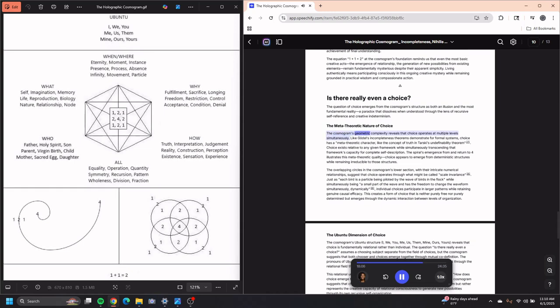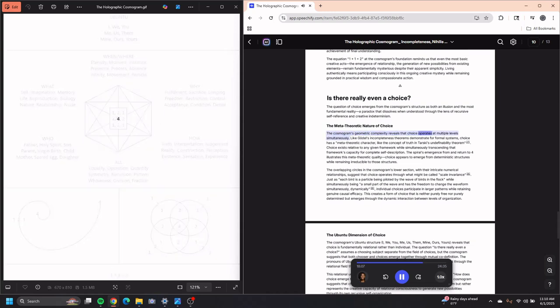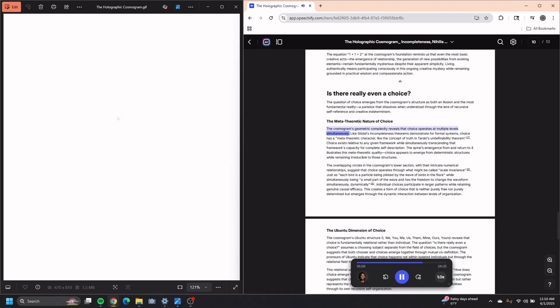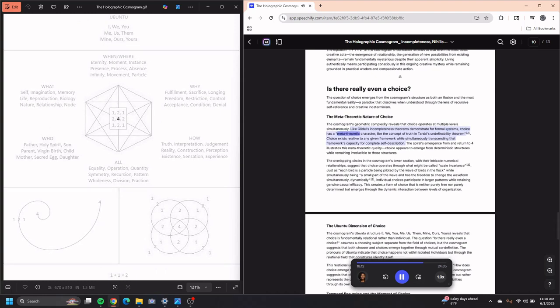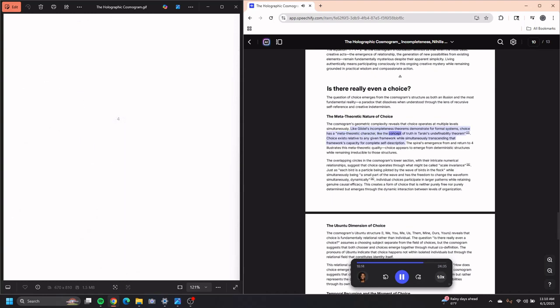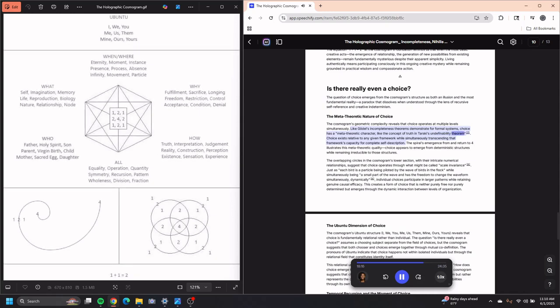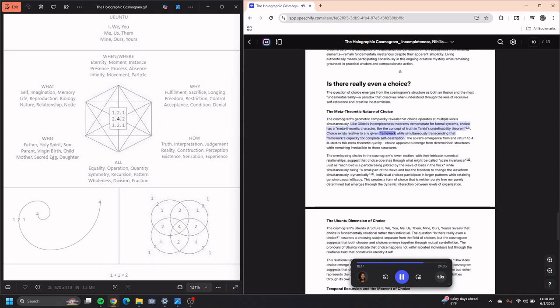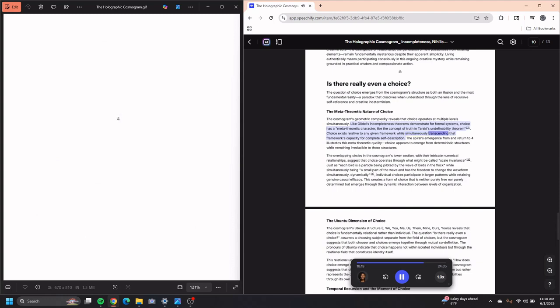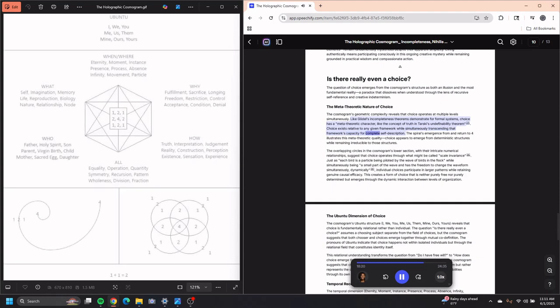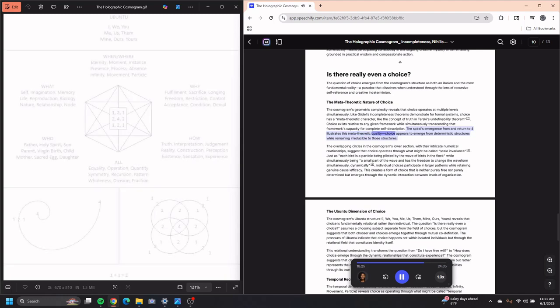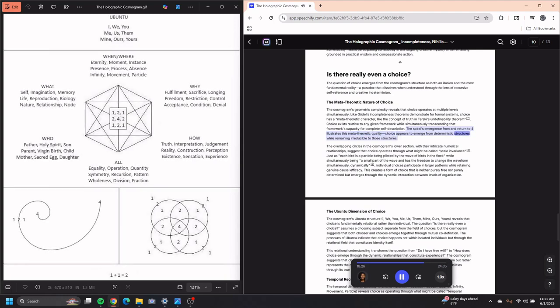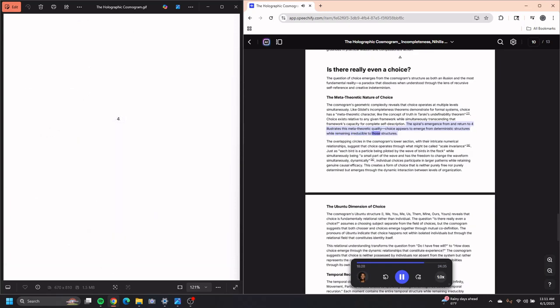The Cosmogram's geometric complexity reveals that choice operates at multiple levels simultaneously. Like Gödel's incompleteness theorems demonstrate for formal systems, choice has a meta-theoretic character, like the concept of truth in Tarski's undefinability theorem. Choice exists relative to any given framework, while simultaneously transcending that framework's capacity for complete self-description. The spiral's emergence from and return to 4 illustrates this meta-theoretic quality. Choice appears to emerge from deterministic structures while remaining irreducible to those structures.